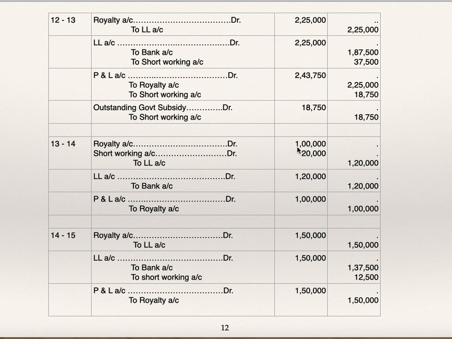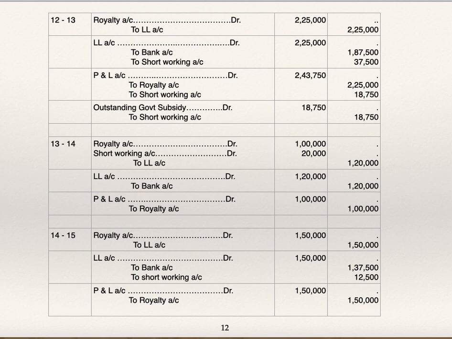For the year 13-14, royalty account debit 1 lakh, short working 20,000, to landlord 1,20,000. Landlord to bank 1,20,000, and profit and loss account debit to royalty 1 lakh. And for the year 14-15, royalty to landlord 1,50,000. Landlord account debit 1,50,000, to bank 1,37,500, to short working 12,500. This is recovery of short working. And profit and loss to royalty 1,50,000.